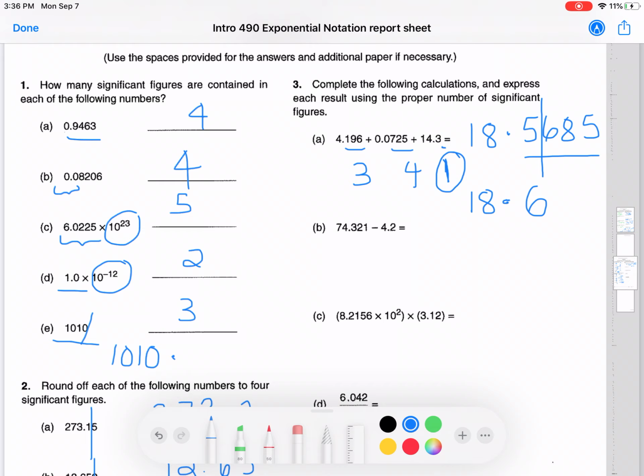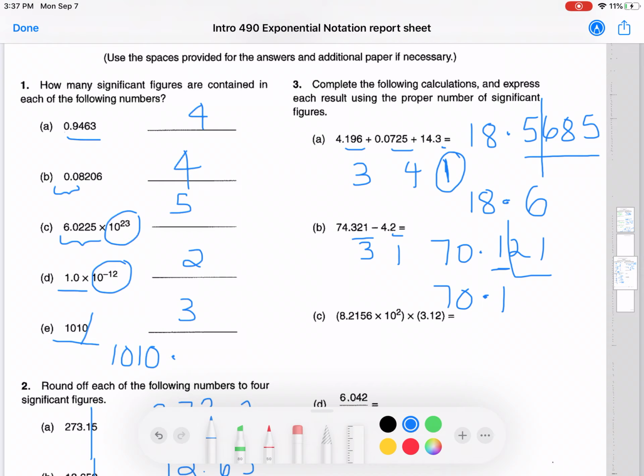Same thing here, it's a subtraction. There are 3 decimal places, 1 decimal place, so you have to keep your answer in 1 decimal place. So 74.321 minus 4.2, you will get an answer like 70.121, but we want to keep our answer in 1 decimal place. All of this is going to drop, so 70.1 is going to be the answer.